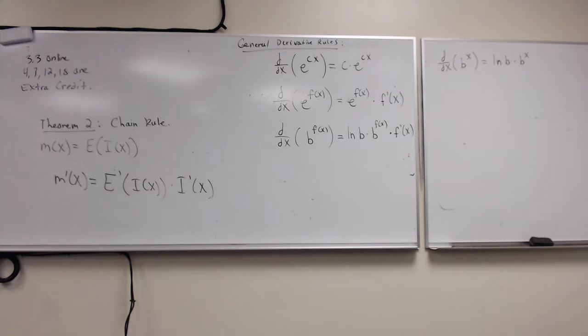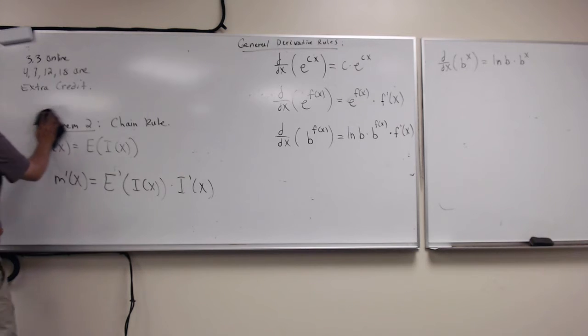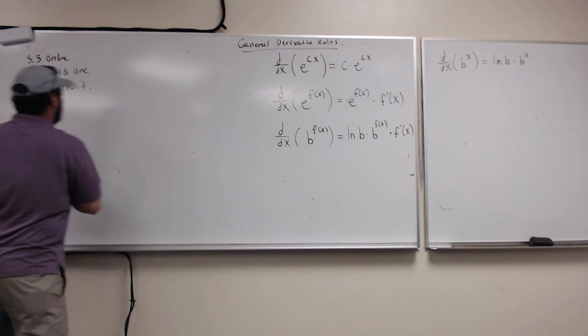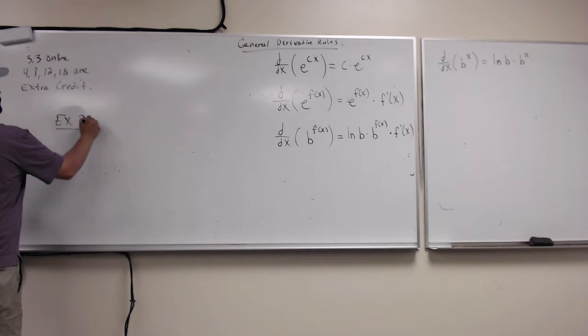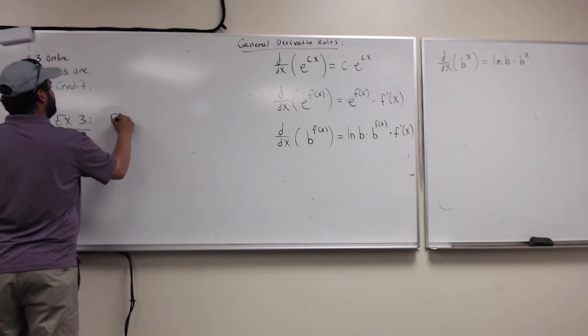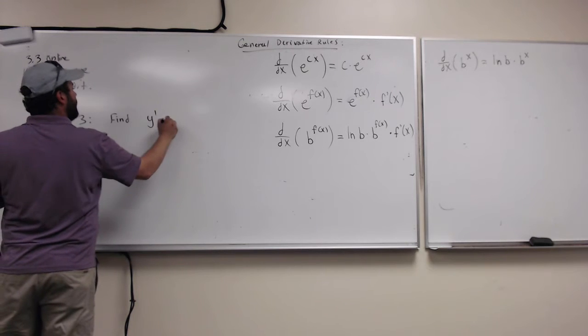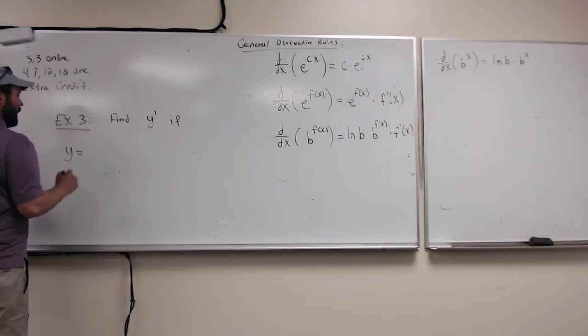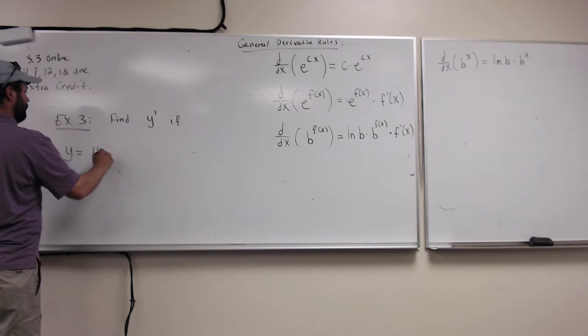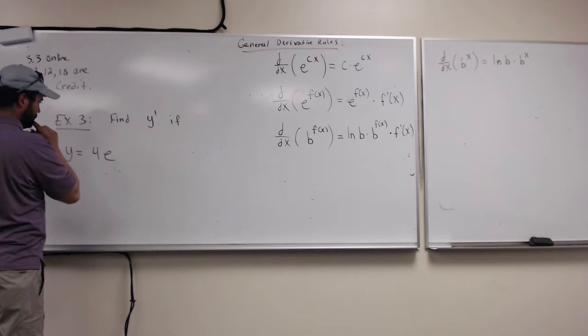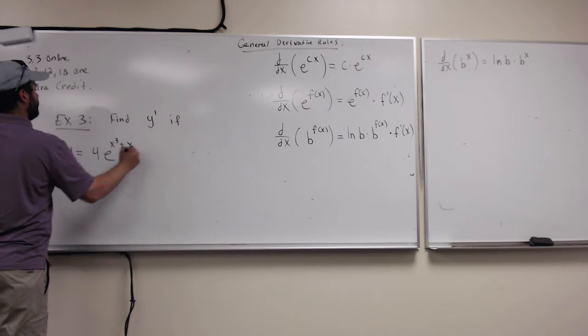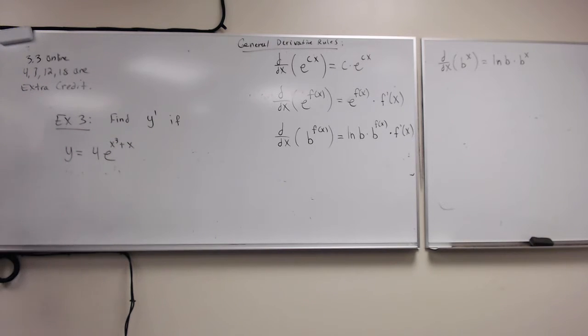Let's see how we're doing on time, like 20 minutes. Yeah, let me give you a couple examples to try. Okay. So let's find y prime if y equals 4e to the x cubed plus x. See what you come up with.